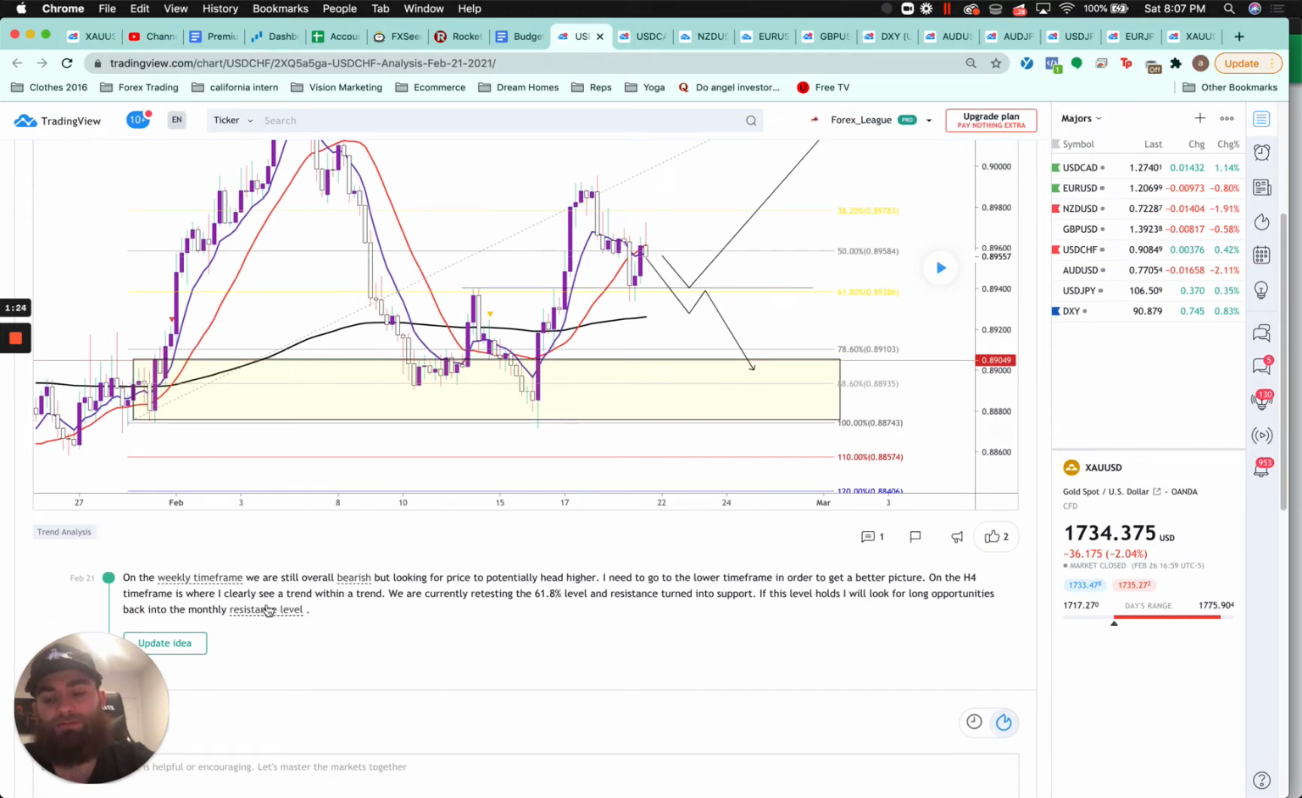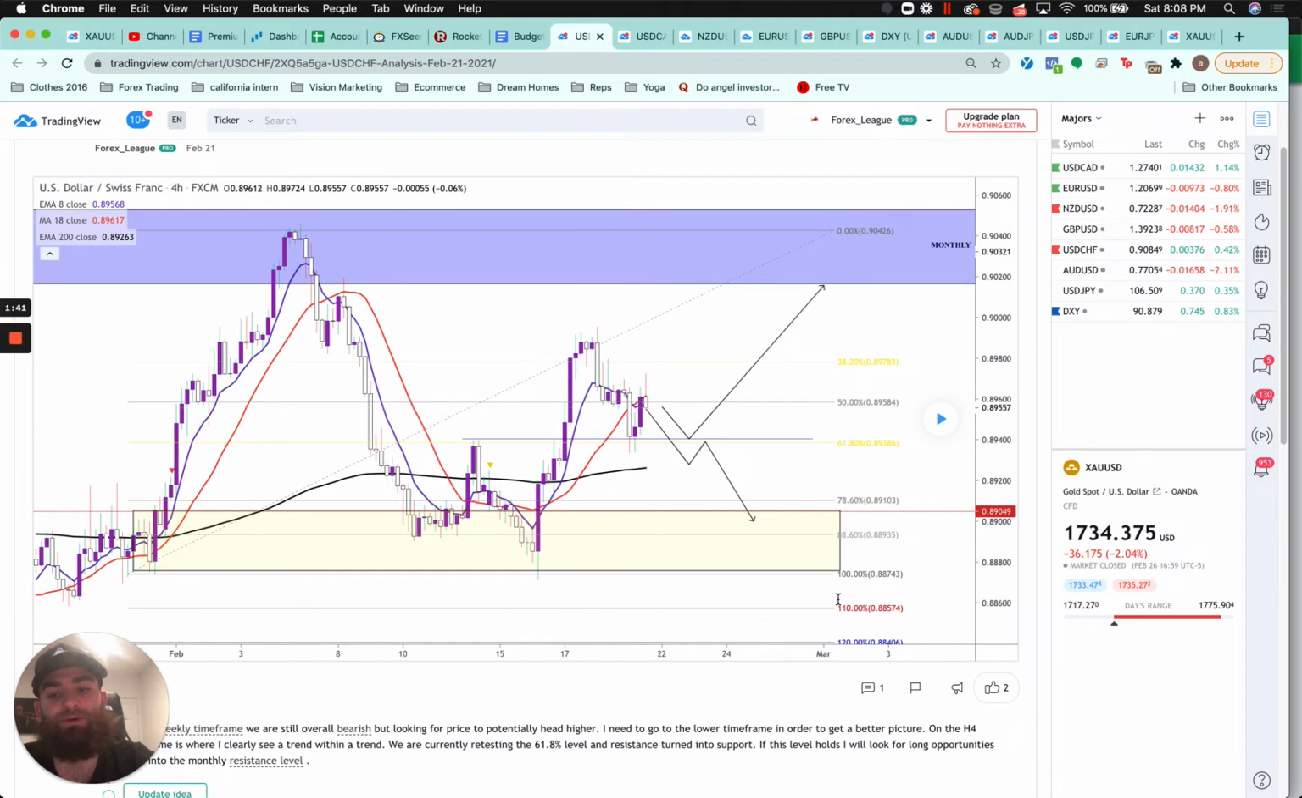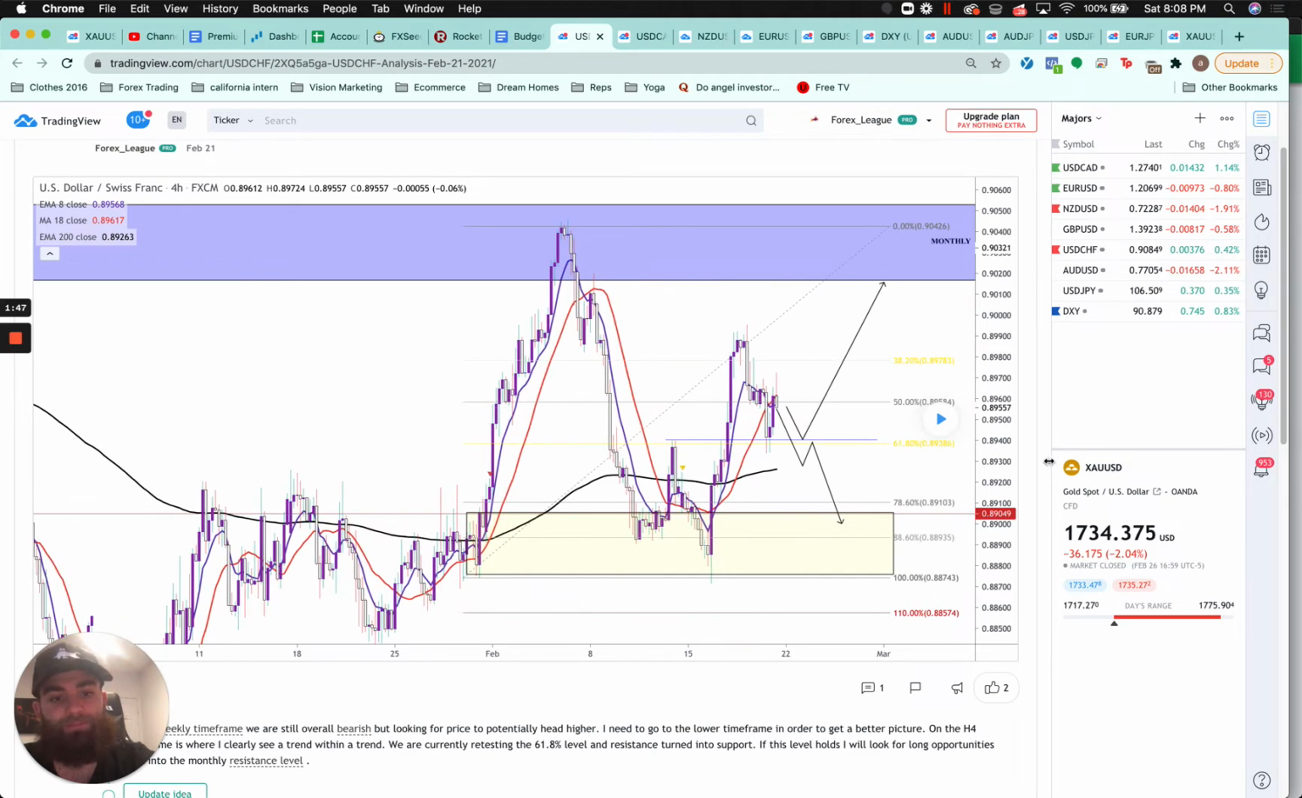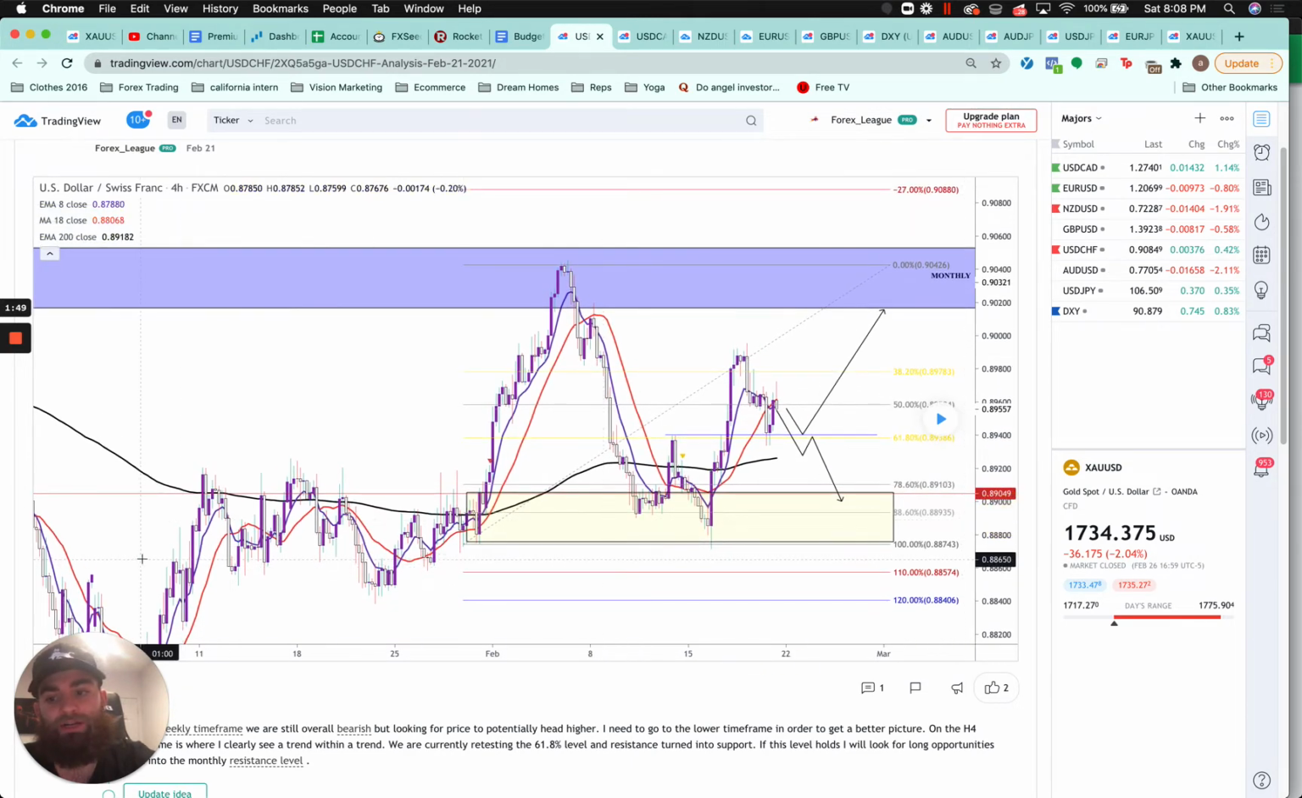On the 4-hour time frame is where I clearly see a trend within a trend. We are currently retesting the 61.8% level, and resistance turned into support. That's this right here. If this level holds, I will look for long opportunities back into the monthly resistance. So this was the little trend that I was playing. We're on the 4-hour time frame here. If I just zoom out a little bit more, the trend is clearly very bullish here.